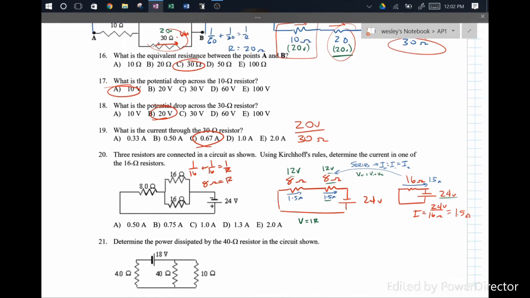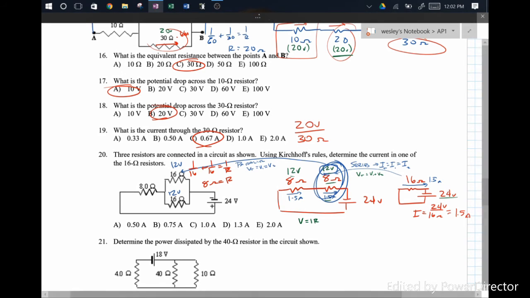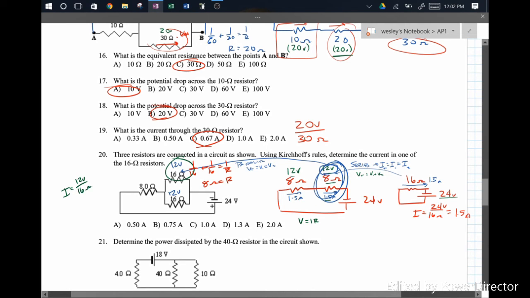But moving back to here, that is a combination of things in parallel. In parallel, the total voltage is equal to the individual voltages. So if I've got 12 volts on each resistor, 12 volts total for that combination, then each resistor has 12 volts dropped across it. And so in order to get the current, it would be the voltage across that resistor, 12 volts, divided by the resistance, 16 ohms, which is 0.75 amps.